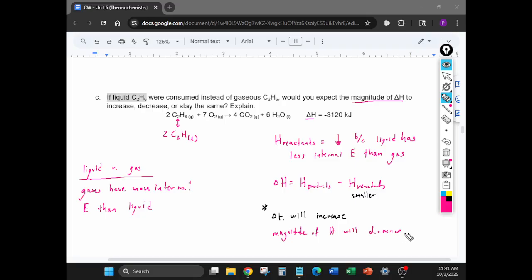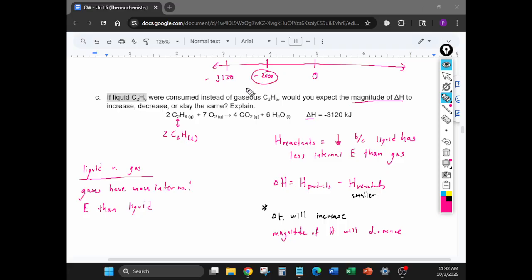Okay? And that's because of the number scale. If we look at the number scale, let's say we're at 0, and we said this is negative 3120, right? If delta H gets smaller, H will increase. If it's increasing from negative, that means it's going to go somewhere here. Like, let's say, for example, it's like negative 2,000. If it's negative 2,000, yes, it is a bigger number, but the magnitude is smaller.